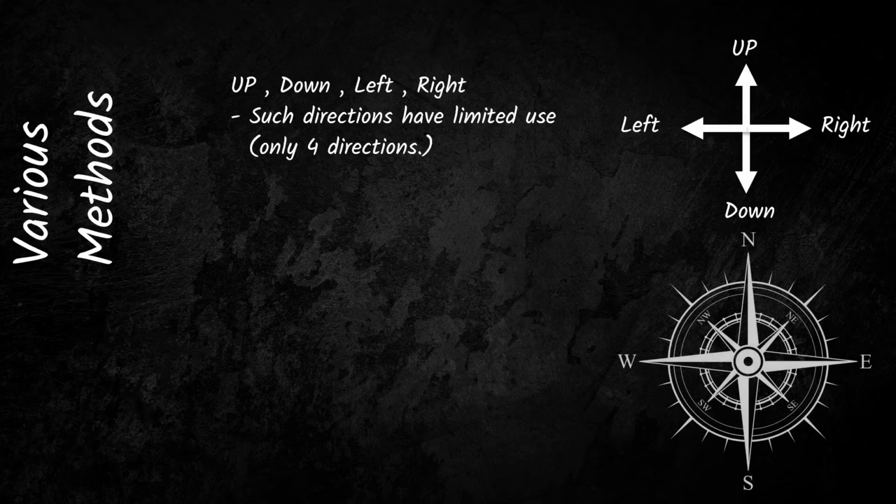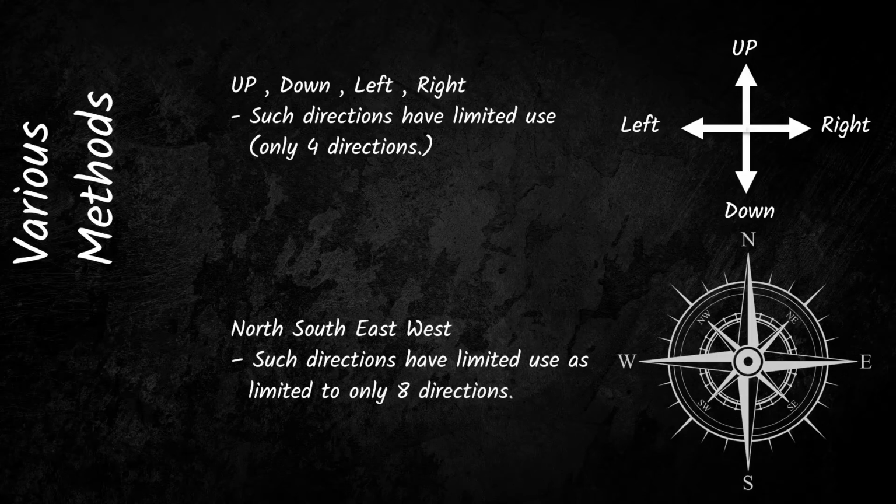Another set of directions is the north, south, east, west. The north, south, east, west again has limited use. Why? Because it's limited to only 8 directions. What are those directions? You have the north, the south, the east, the west. The other 4 directions are the northeast, the northwest, the southwest, and the southeast. This makes things more complicated than they generally are, so we don't use these directions altogether.